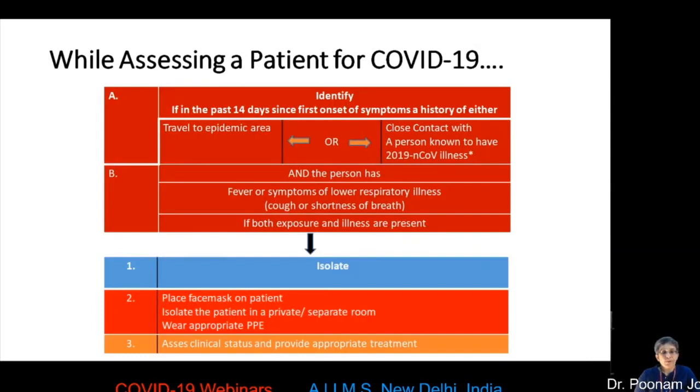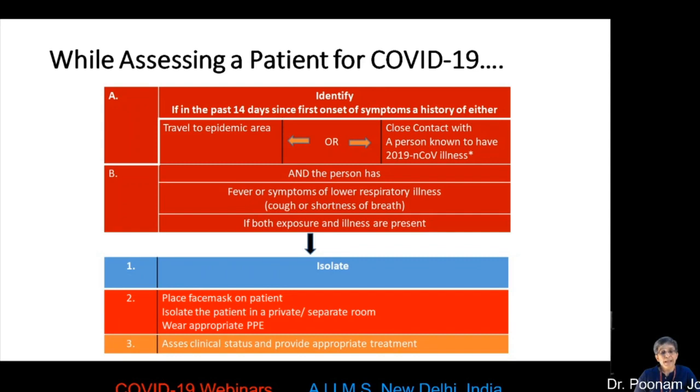When we have a patient coming to us in the triage area or in the ward or ICU, how are we going to assess a patient for COVID-19? First of all, we have to take history and identify if in the past 14 days since the first onset of symptoms, there is a history of either travel to an epidemic area or close contact with a person known to have COVID-19 illness, and the person has fever or symptoms of lower respiratory illness such as cough, shortness of breath.